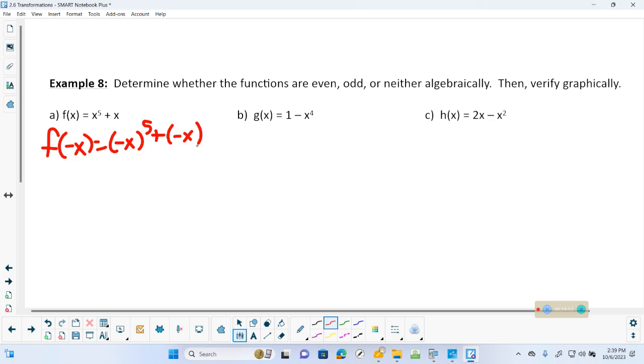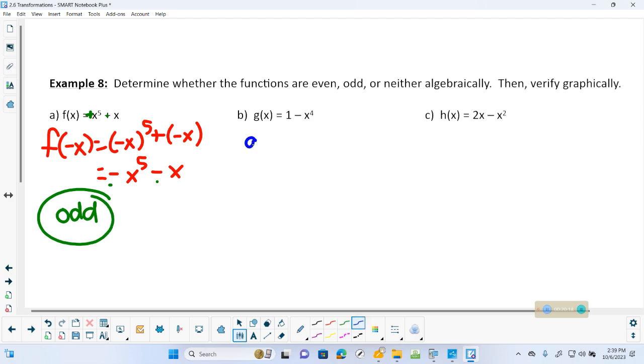Now you have to be super conscientious of your signs. 5 negatives, negative. Plus negative x, let's just make it minus x. If you get the exact same original function, even, that's not our case. If we have opposite signs, positive to negative, I think we got it, then it is odd. We'll look at the graph of some of these here in a second.